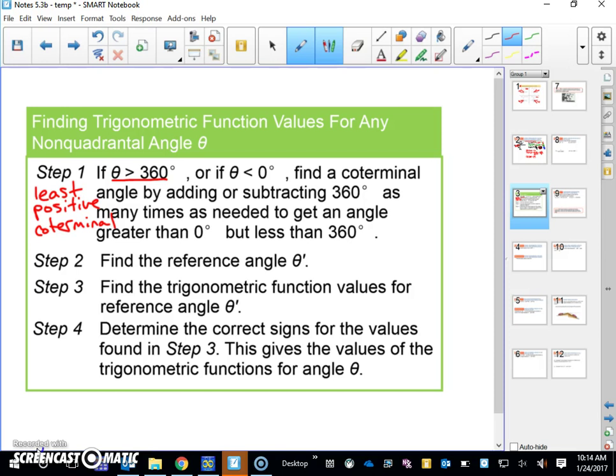Steps 2 and 3, find the reference angle and find the trig function values for that angle. This is where we're using the chart. So you're finding that value that comes out of the chart. And then step 4 is the one that a lot of times people will forget. Determine the correct sign. You would have to look at what quadrant we're in and say, okay, which trig function is positive here, or is this one negative here? So 4 steps. I think of it as 2. Do the chart, do the signs.